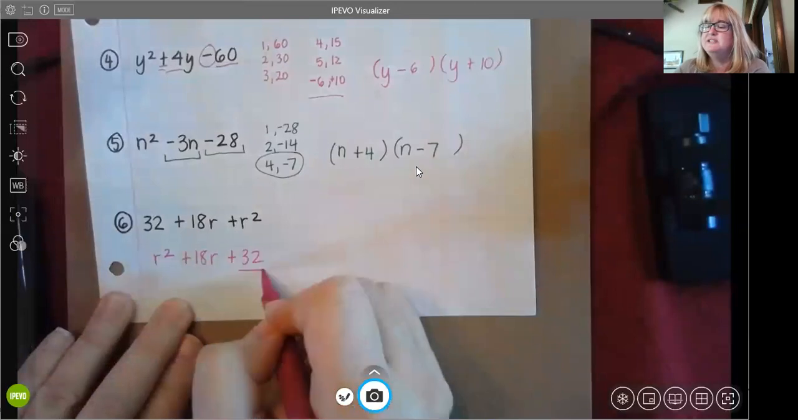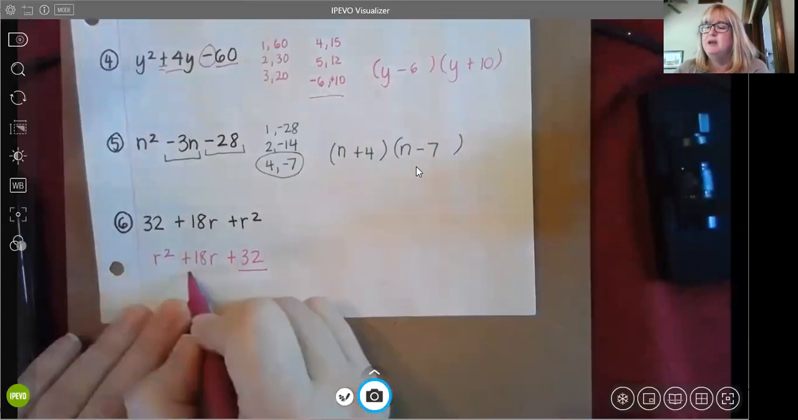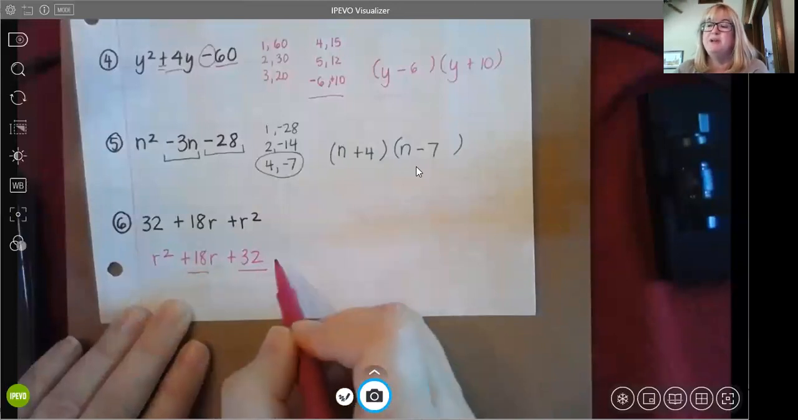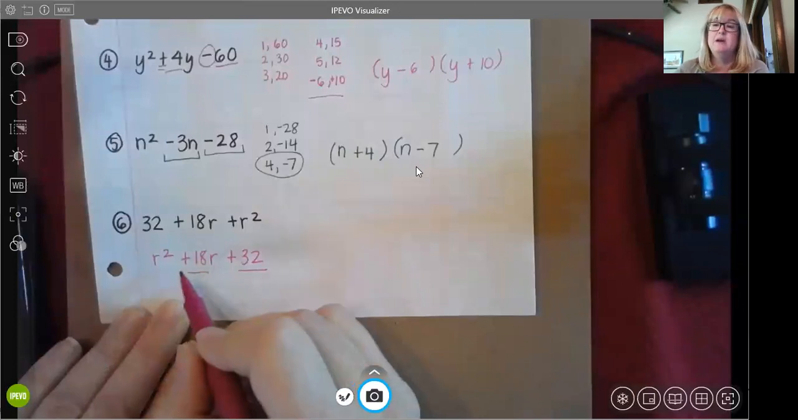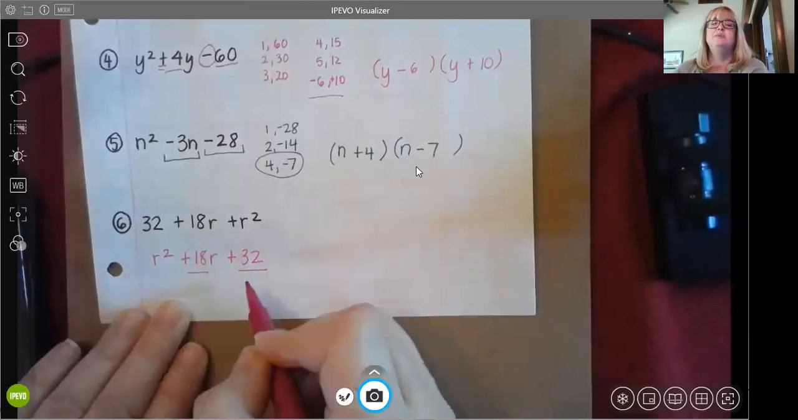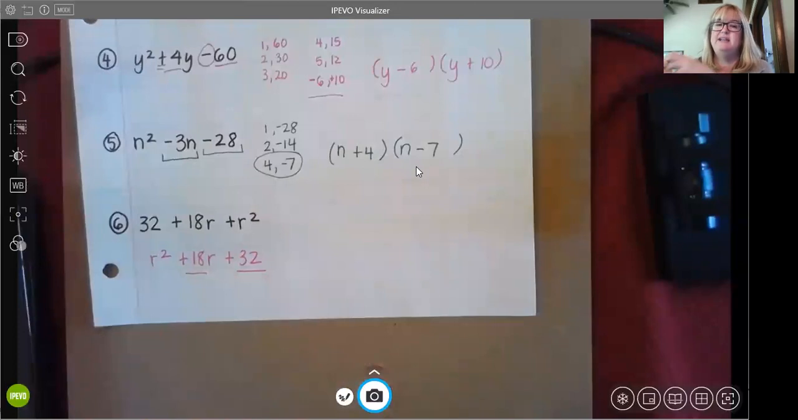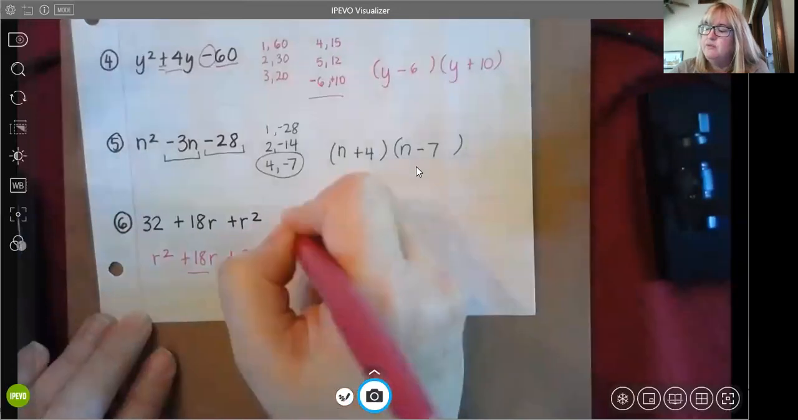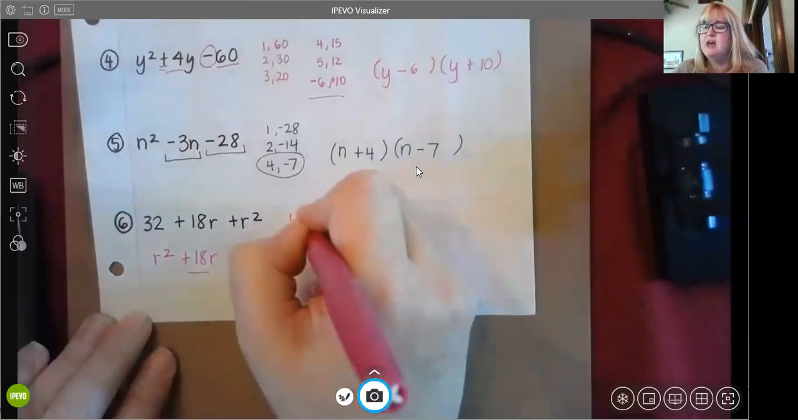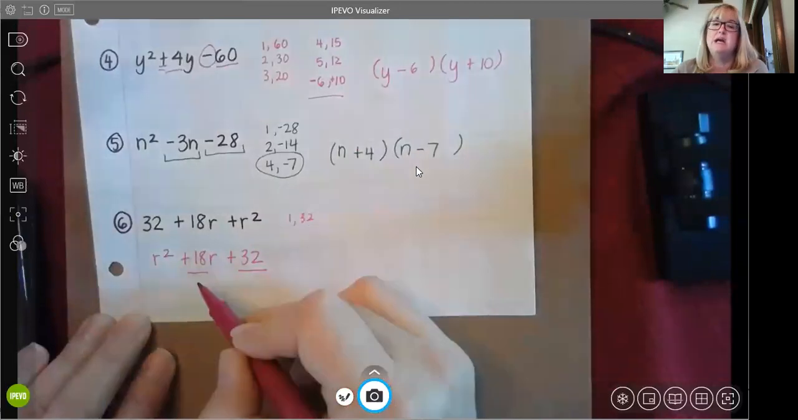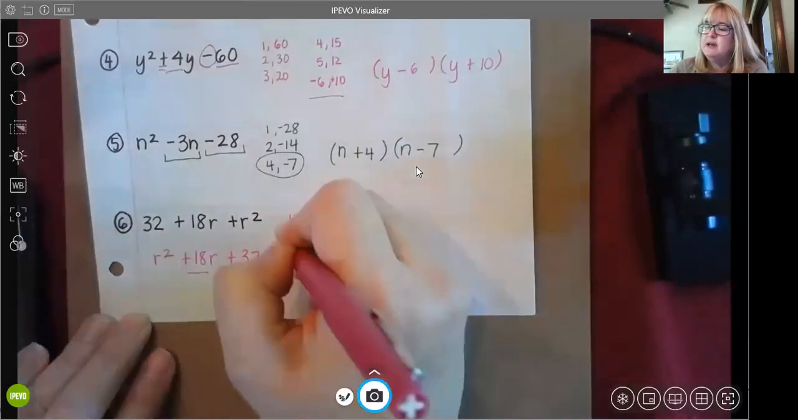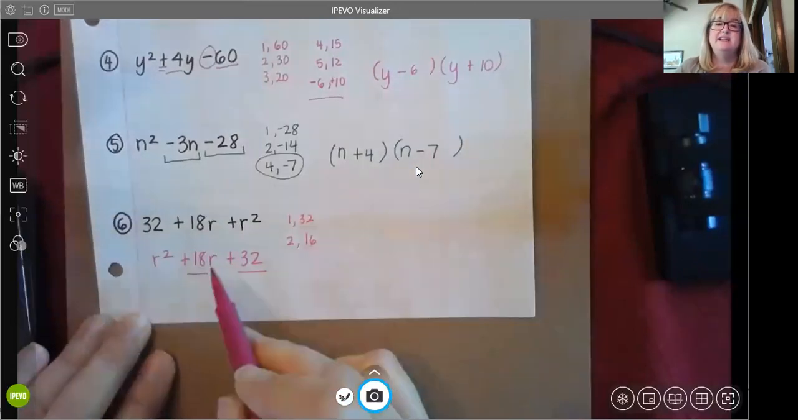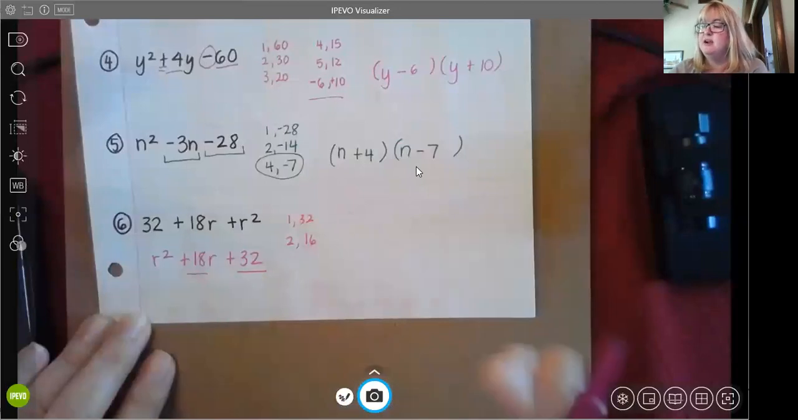I need the factors of C to make B. It's a positive, so I know both of my factors will be either positive or negative, but because B is positive, I know the factors have to be positive. So when I combine the two factors, it needs to make 18. All right, so what are the factors of 32? We've got 1 and 32. If I put those together, will I get 18? No. 2 times 16 is 32. If I put these together, will I get 18? Yes, so I'm going to stop right there.